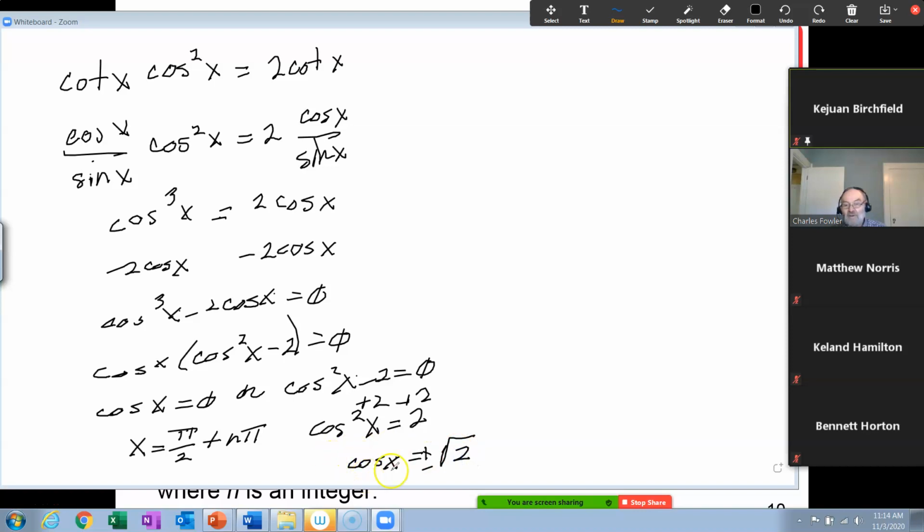Okay. Well, we got a problem, don't we, Houston? Because cosine is never equal to root 2 or minus root 2, because cosine is only defined between -1 and 1. So root 2 is greater than that. So either I made a mistake here or in one of my calculations. Let's see what they did.